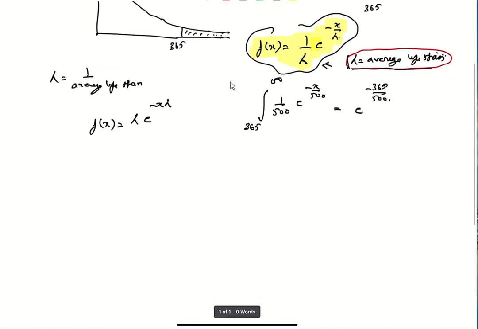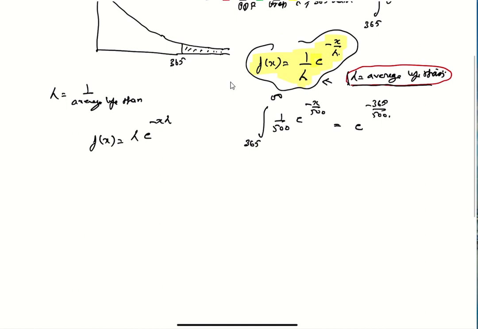Now we can do some questions on it. So the question is: laptops produced by companies X, Y, and Z last for an average of 5 years. Lifespan of laptop, so they have to tell you this in the question. Lifespan of laptop follows an exponential distribution.